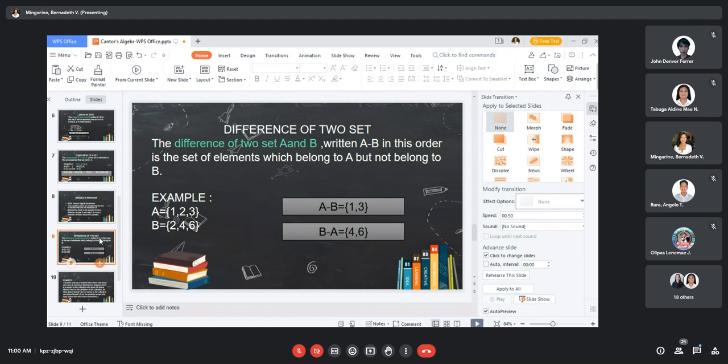In set D, ang set D natin ay empty set. Therefore, kapag tinanong what is complement of set D, ano ang wala kay set D na mayroon sa universal set? So wala siyang 1, 2, 3, 4, 5. Lahat wala sa kanya. So, ayan ang complement niya. Ang complement of D is 1, 2, 3, 4, 5.